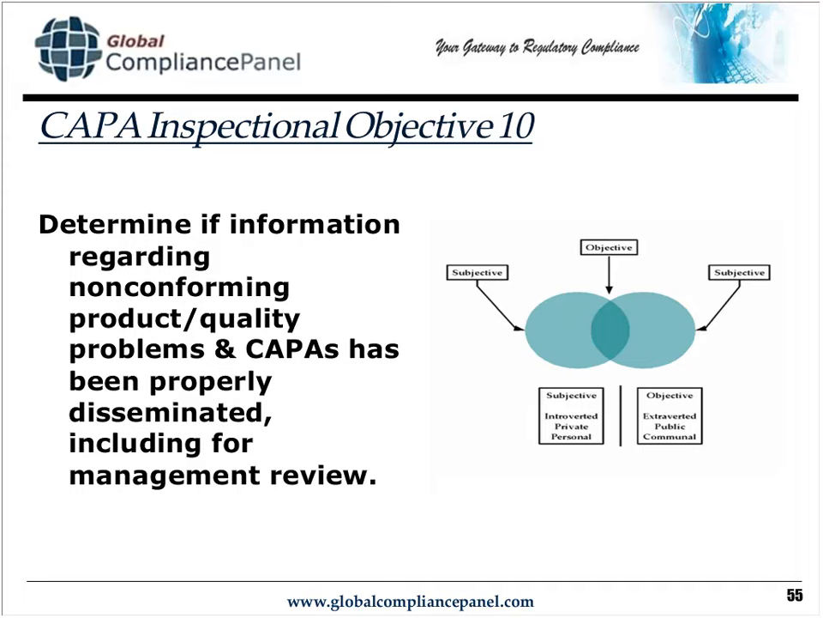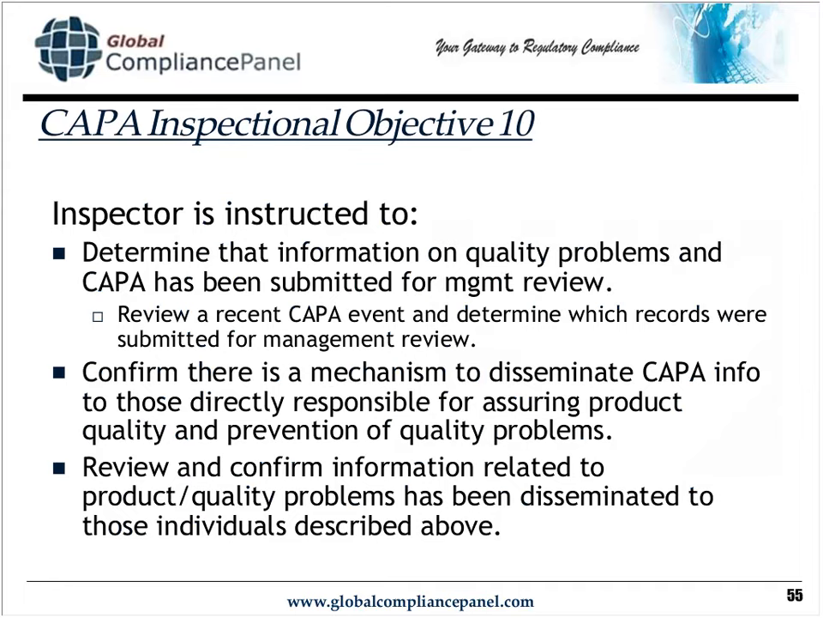Who knows that the CAPAs have happened, and to what extent do they know this? The inspector is going to look at your management review, and before this, they're going to look at a recent CAPA event, and they're going to see what records were submitted for management review. Inspectors know that your president and CEO and CFO aren't interested in knowing the nuts and bolts of the corrective action that you recently implemented. However, they need to know something. Some information on CAPA needs to be presented at your management review.